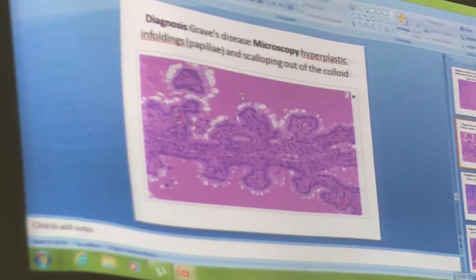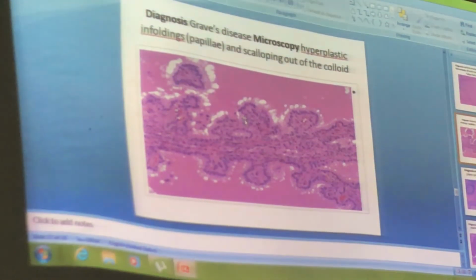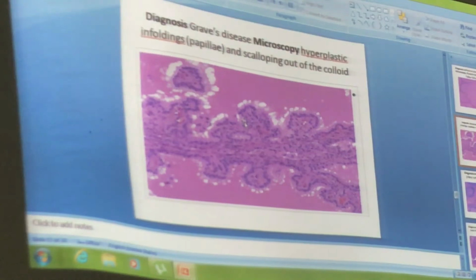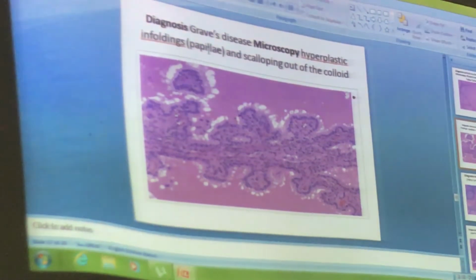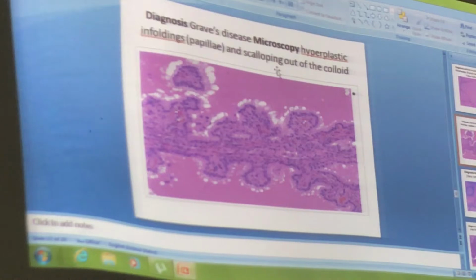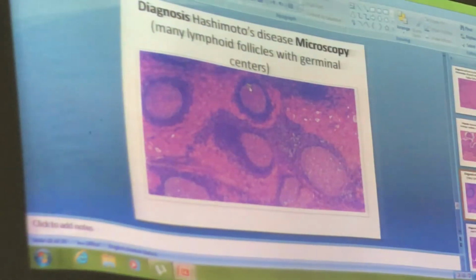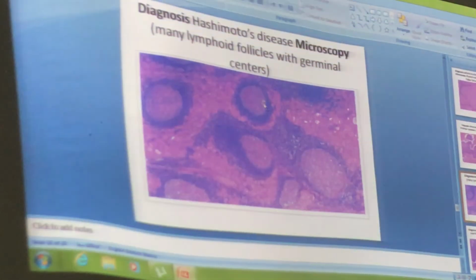Again, Graves' disease, scalloping, very important slides. This is always there. Please write about the scalloping and the clearing of the colloid in that. It is already written. Microscopically, hyperplastic infoldings, fronds are formed, papillae are formed, and there is scalloping of the colloid. Hashimoto's disease, it looks like the lymph node. There are germinal centers.